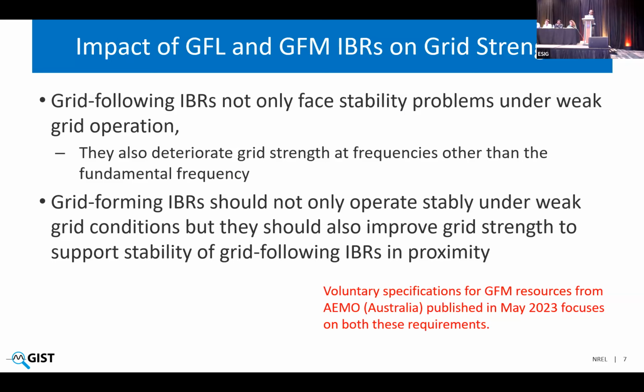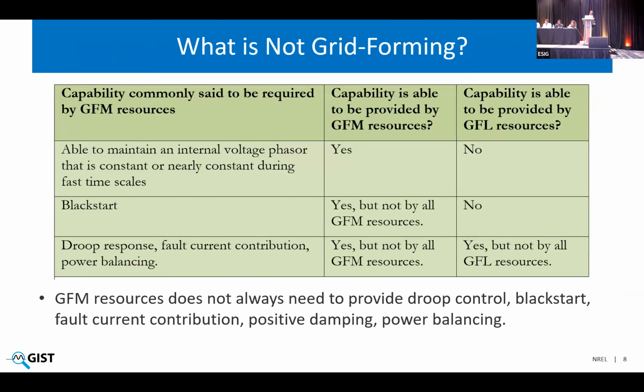So what we want from grid forming IBRs, to enable a system with higher and higher amounts of IBRs, is that they should be able to operate in weak grid conditions. Also, they should be able to improve grid strength for IBRs in their proximity. And these are some of the specifications that AMO is including in the grid forming voluntary specifications: not just weak grid operation, but that grid forming IBRs should improve grid strength. So now how do we translate this system need into a quantifiable specification? That is what I want to focus on for the next few minutes.